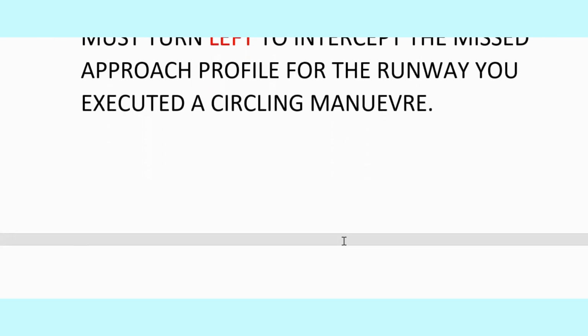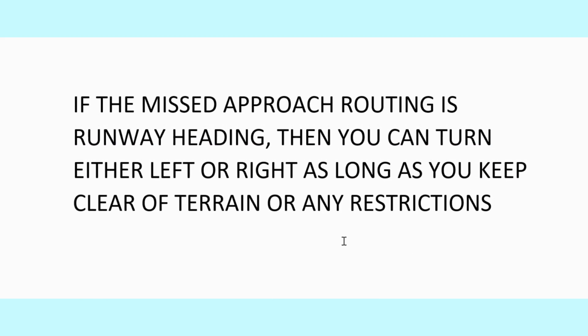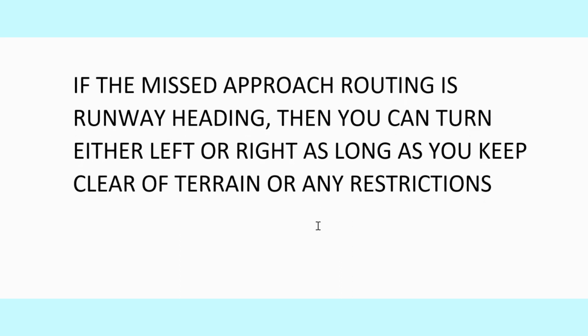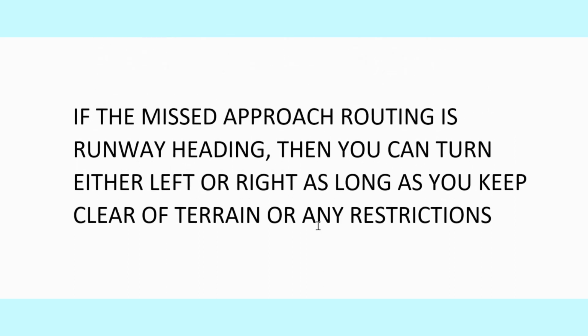Now, sometimes misapproaches don't have any left or right turns. They can be just runway heading. So if the misapproach routing is runway heading, then you can turn either left or right as long as you keep clear of the terrain or any restrictions. So that's a very important thing to remember. So far I think it's very self-explanatory and pretty much an easy maneuver to do once you keep practicing it in the simulator, and most of the time you're also practicing it in real time in the real aircraft, like some of us do most often.